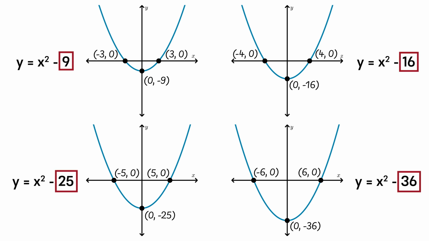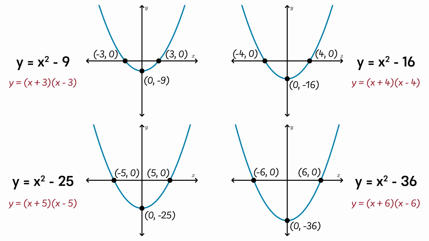Notice how the number at the end of the equation compares to the x-intercepts. That number is a perfect square, and the x-intercepts are the square root of that number. Now let's change each equation to factored form. Pause the video again and think through what you notice about these equations.